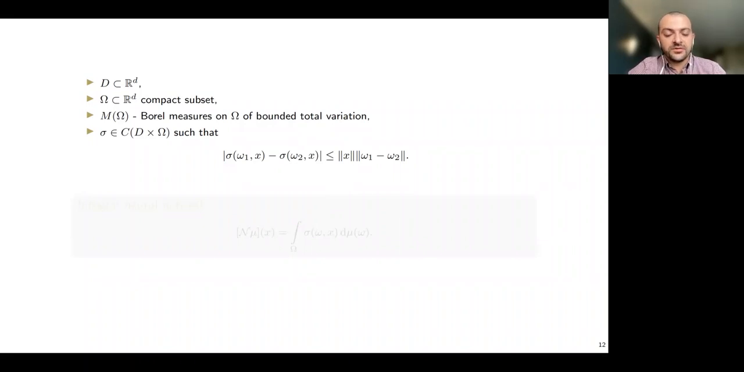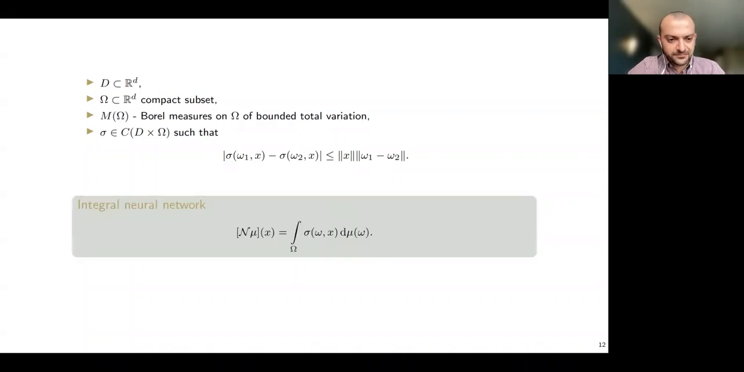Okay, so if we fix x, the absolute value of sigma(omega_1, x) minus sigma(omega_2, x) is less than or equal to the norm of x times the norm of omega_1 minus omega_2. This is the condition that we will require, and you will see that this is actually just a generalization of the setting that we had before. Sigma will be the ReLU activation function here simply, and omega will be the weights.